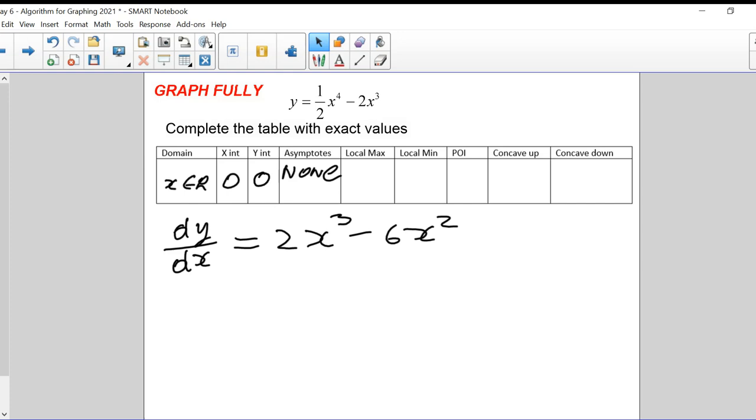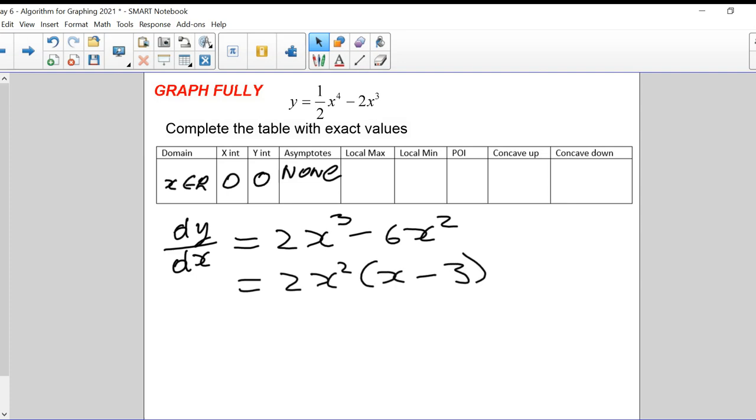All right, so 2x, let's see if you agree with me on this. It looks like 4 times a half is 2. That's x to the power of 3 minus 6x squared. So obviously we should factor this as much as we can. I'm going to factor out 2x squared out of that. So that's going to leave me with x minus 3.